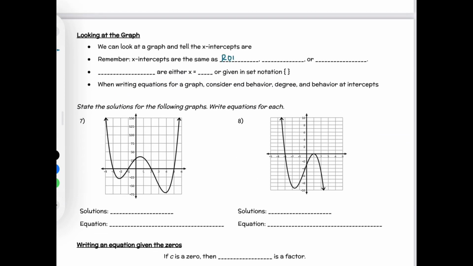As roots, zeros, or solutions. So this usually you can only see, and when I say usually, I mean always, you can only ever see your x-intercepts on your graph if they're real solutions. Anything imaginary you won't be able to see on your graph. So solutions are either x equals a number or given in set notation. So it might look something like 3, 4.